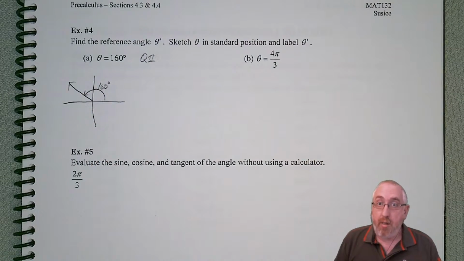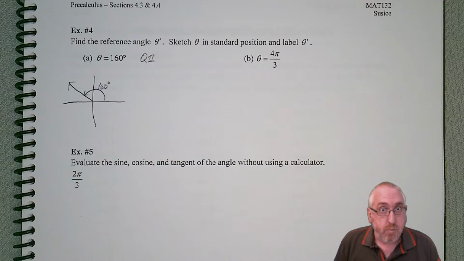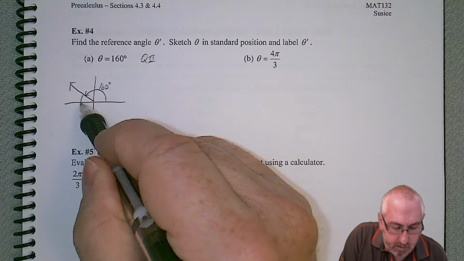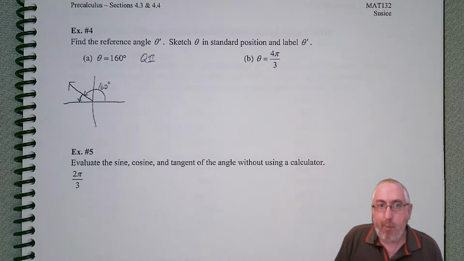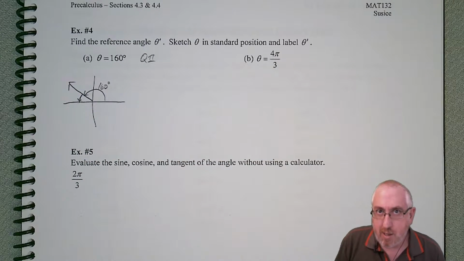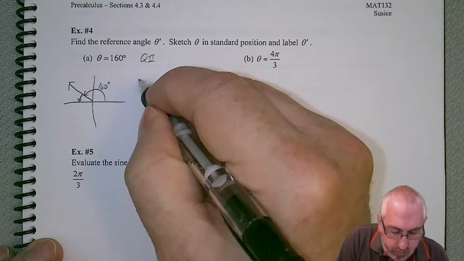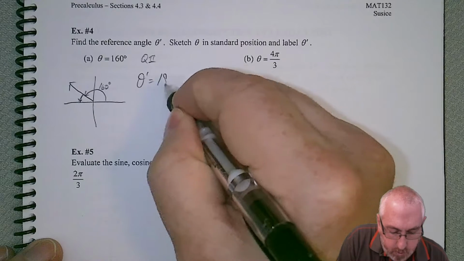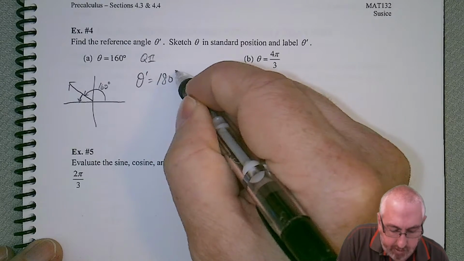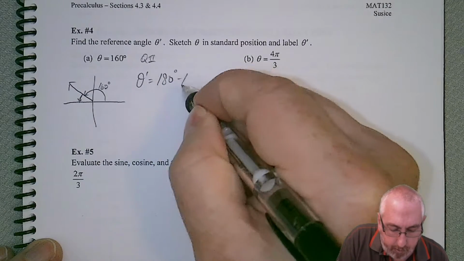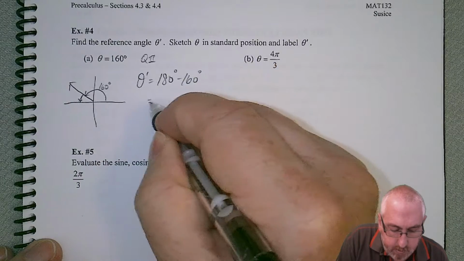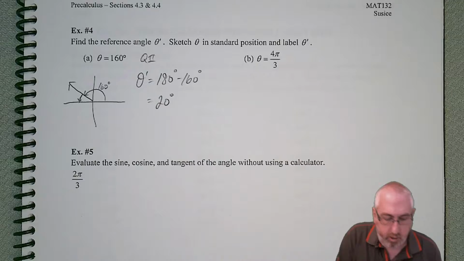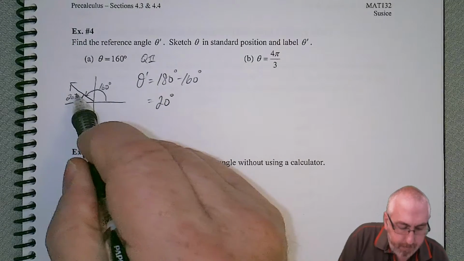Now if we want theta prime, what did we say just a minute ago? Well, that should be this little angle here, and we can quickly see that that must be 20 degrees. But we could use our formula just to be safe. We know we'd have to subtract our angle from 180 degrees, and we do get 20 degrees for our theta prime. So really pretty quick.